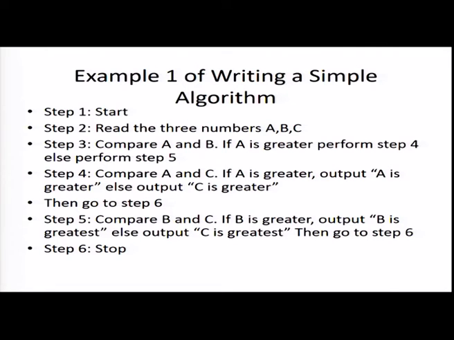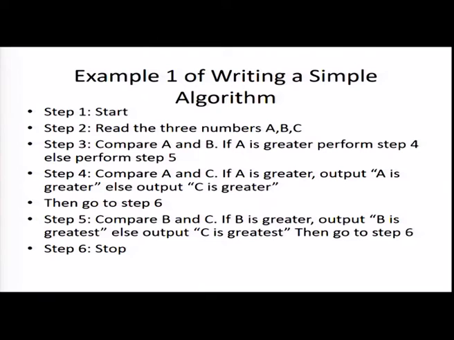So step 1, how do you start the algorithm? Either you need to write start or begin. So step 1, start. You are supposed to read the variables. That was the guideline that was given. So read the 3 numbers a, b and c. Step 3, compare a and b. If a is greater, perform step 4, else perform step 5.